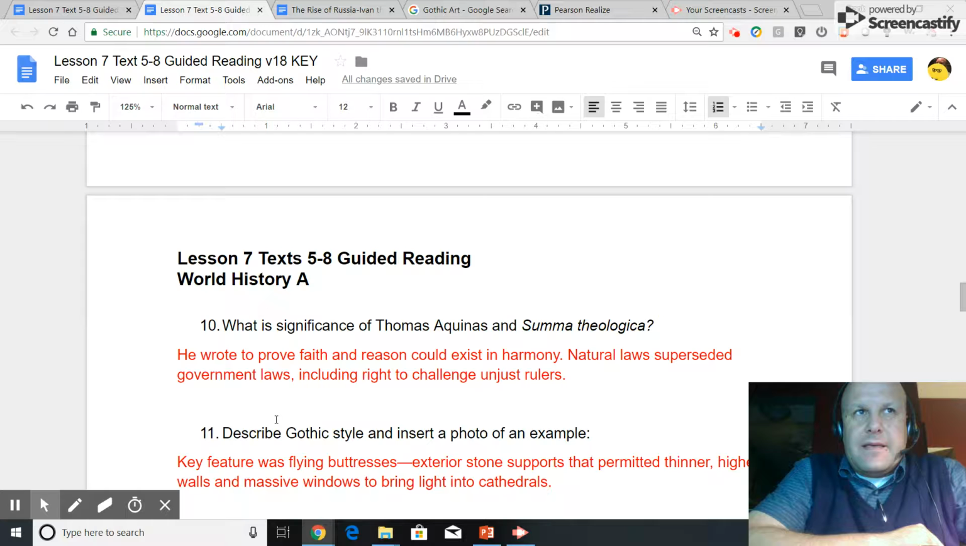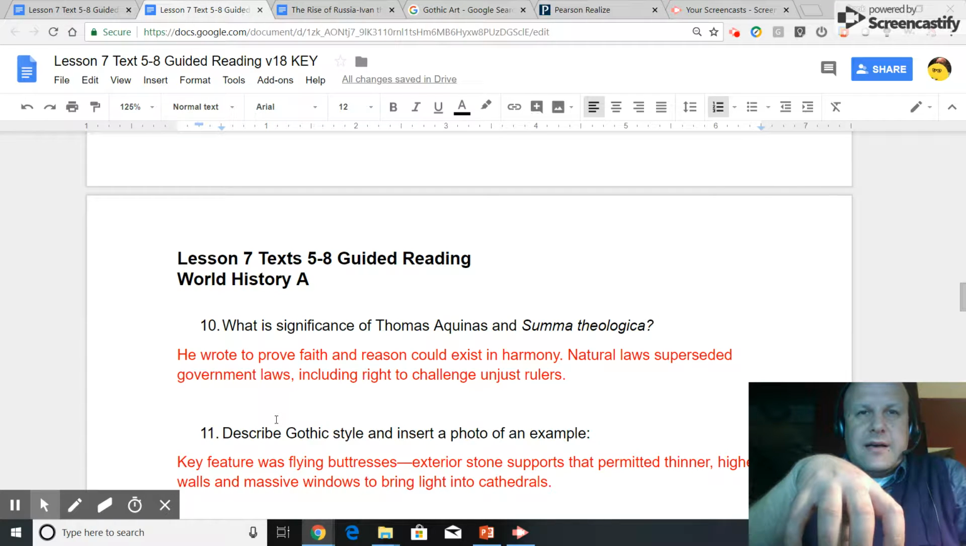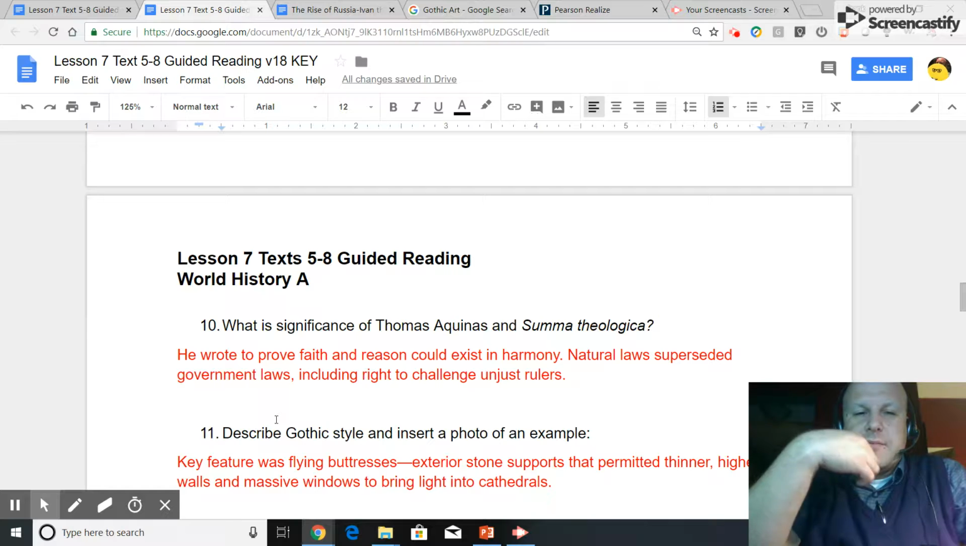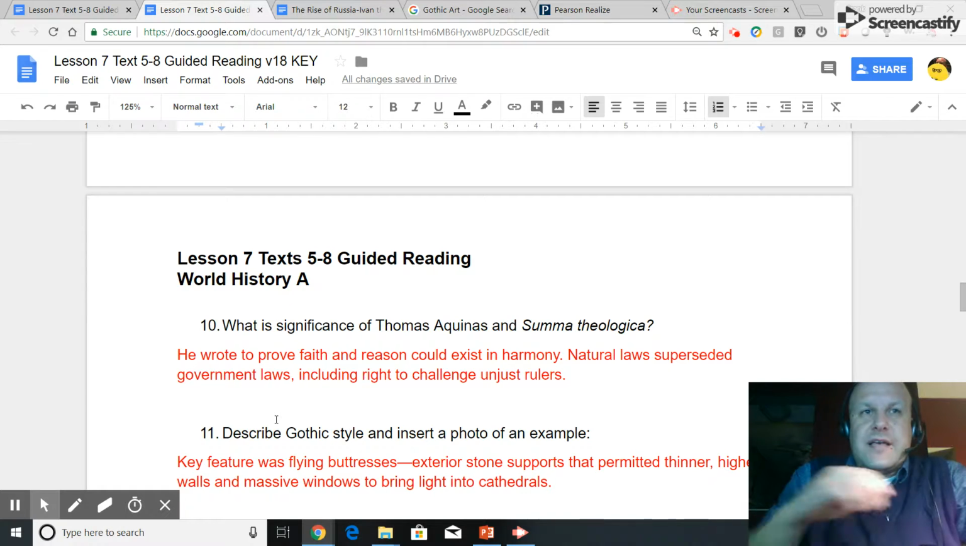So basically, faith and reason: if there's a ruler, a king, pope, or bishop who's abusing his power, then people have the right to challenge those rulers, according to Thomas Aquinas' Summa Theologica. This was like a forerunner to the Enlightenment thinkers, and the idea that people have more rights to live under just rulers, as opposed to being oppressed, as sometimes they were during the feudal age.